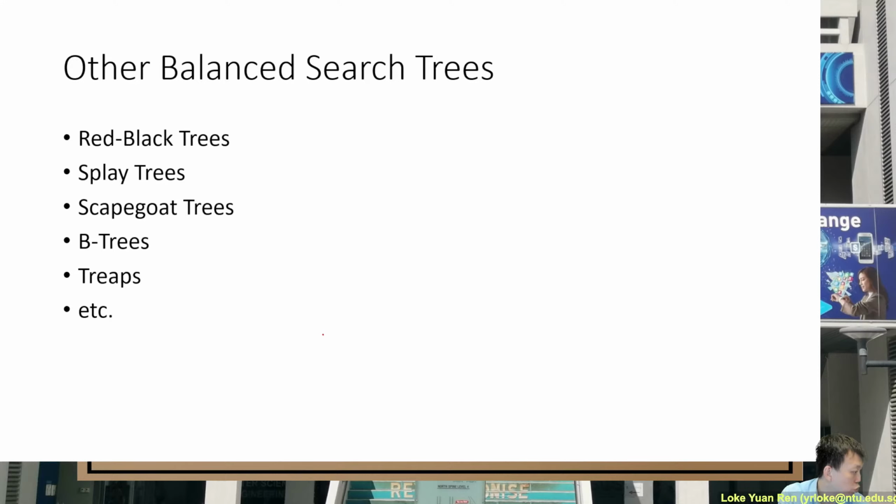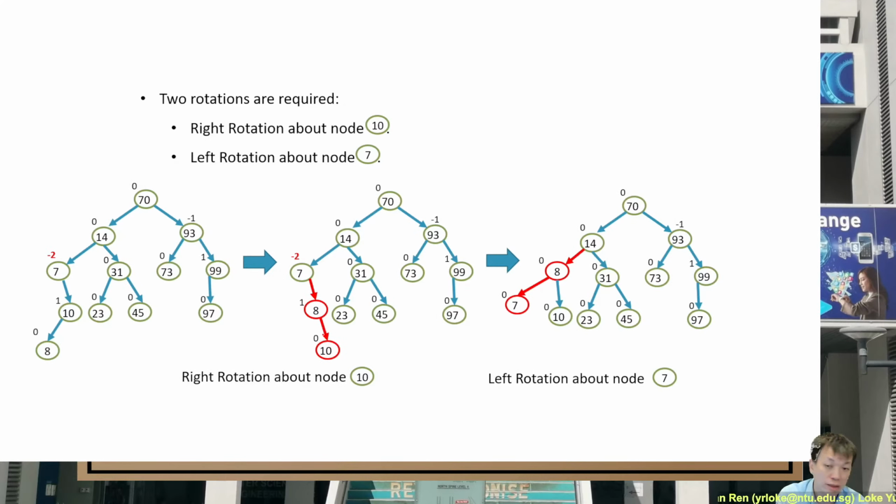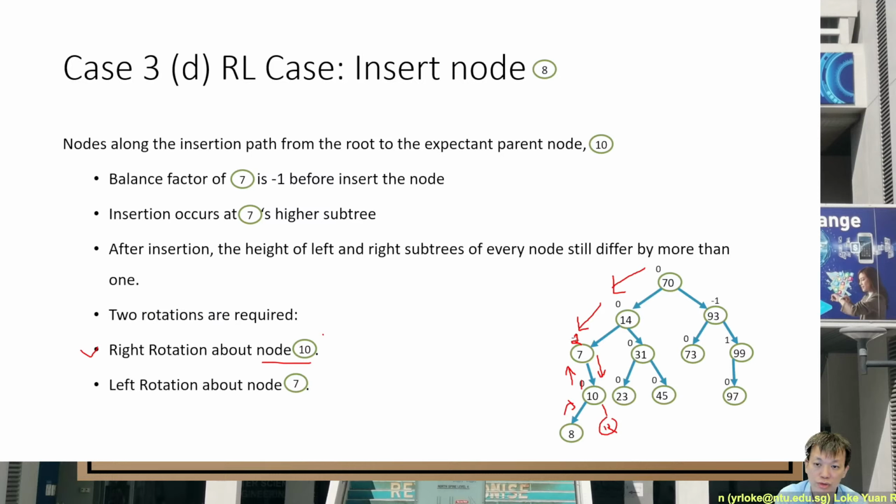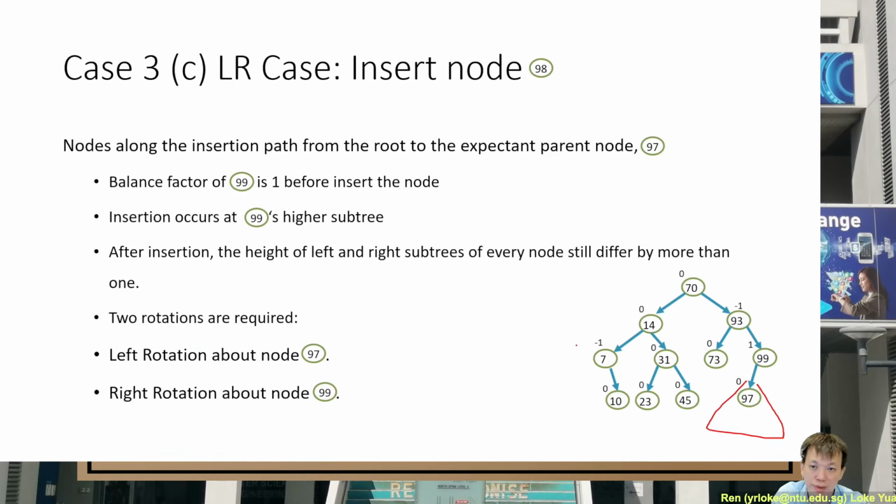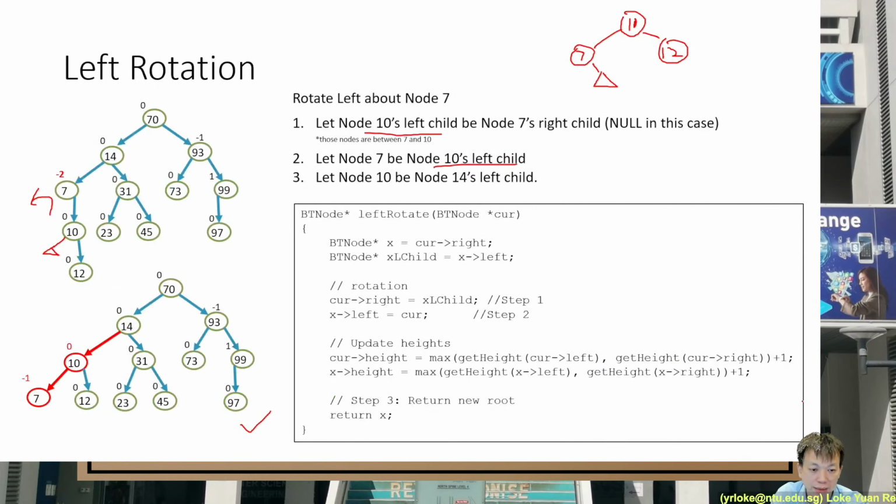How do we know we need to do RR or RL? About node 7, this is the RL case. As I mentioned just now, when you are at node 7, in both cases node 7 will be -2. If we go back to LR, yeah, this one also -2. Probably I need to switch between these two cases.